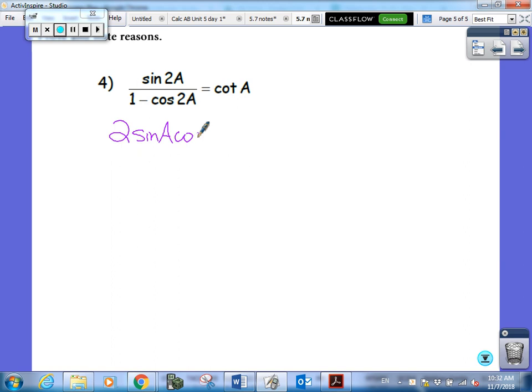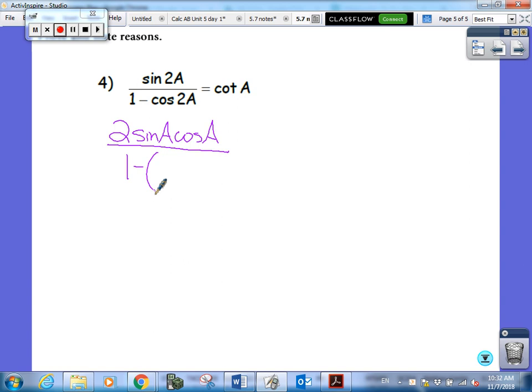2 sine a cosine a, that's our only choice. But the denominator, we have 3 choices. So which one to pick? Doesn't really matter which one you pick. If you pick one of them, it might save you some steps. If you pick another one, it might add 2 or 3 steps. The other one might add 4 steps. It might subtract 2 steps. We don't know. There's no way to know.